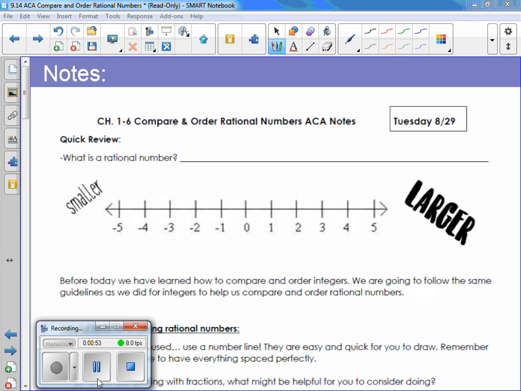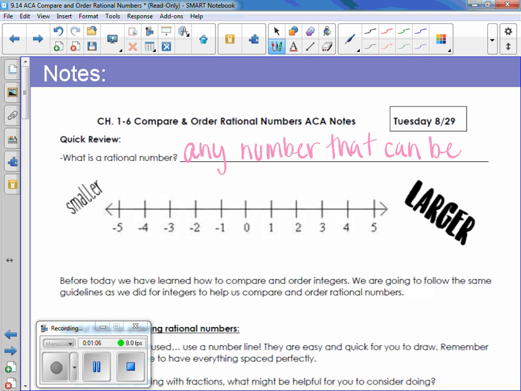It says, what is a rational number? So a rational number is going to be any number that can be written as a fraction. But I don't want to write fraction, I'm sorry. Any number that can be written as a ratio. And then in parentheses next to ratio, I want you to write fraction. Because a ratio, or a fraction, is basically a ratio.